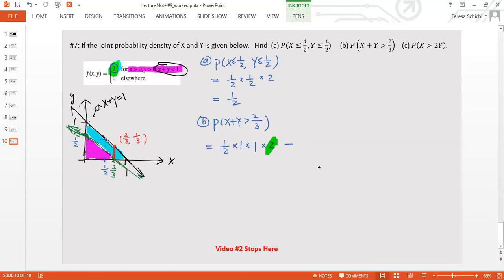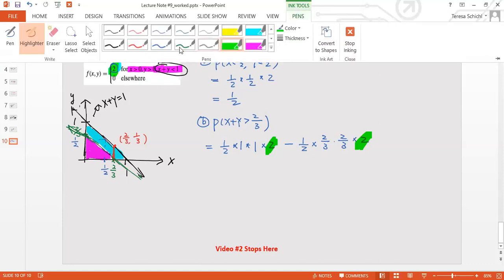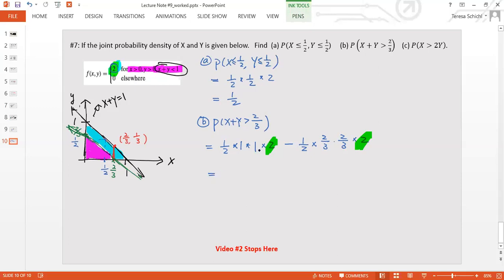So what is this purple triangle here? It's 1/2 the base times the height. The base is 2/3, the height is 2/3, then times 2. Same thing here, this 2 is the height of that function. Now you calculate that: this is 1 minus 4/9, so this is 5/9.